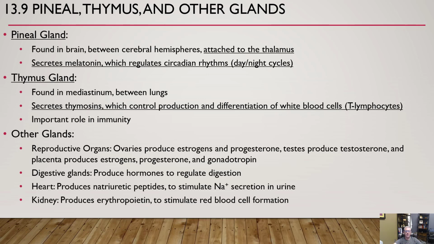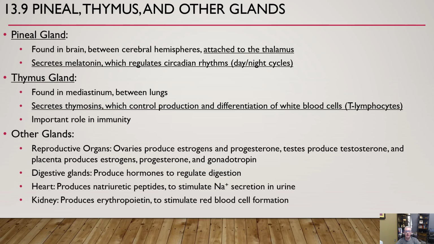Our thymus gland is found in between our lungs, about right here. We looked at it in AMP1. It secretes these things called thymosins. It's actually good for production and differentiation of our white blood cells. Remember our lymphocytes, our T lymphocytes, and for immunity. And as we get older, our thymus gland gets replaced by adipose tissue.